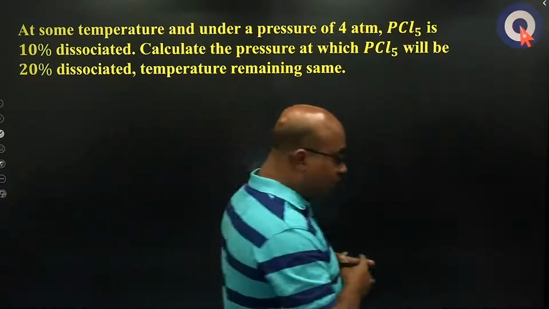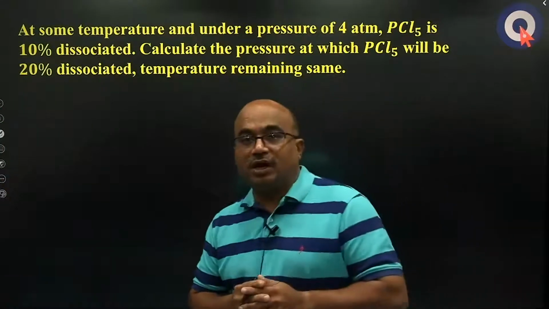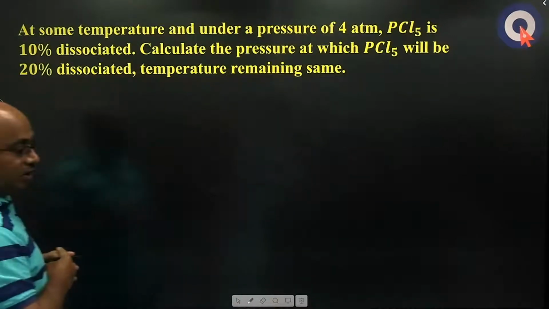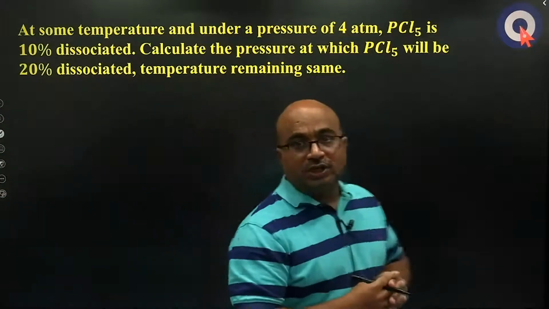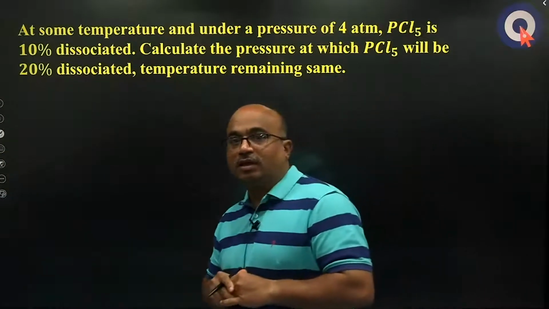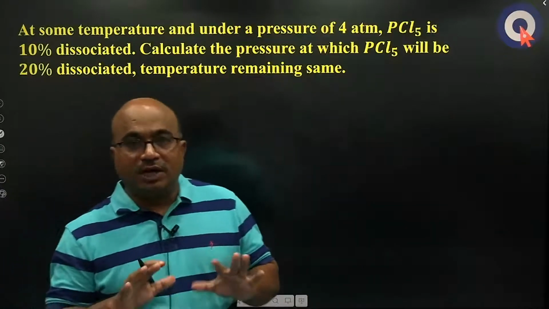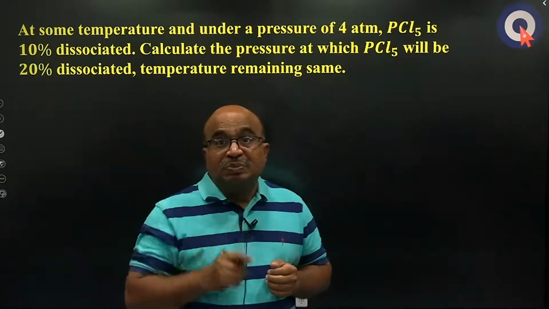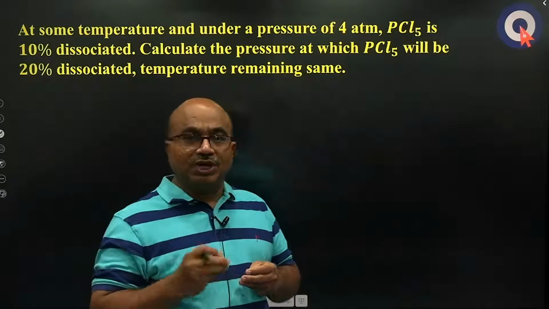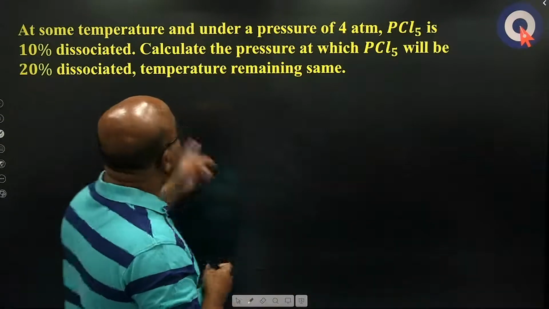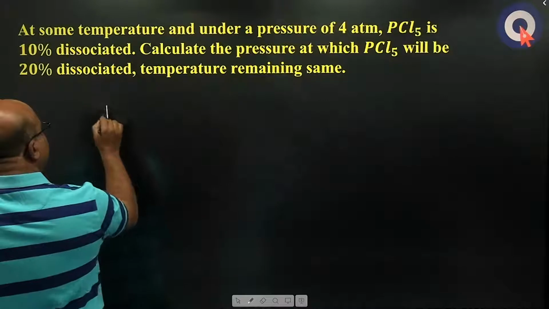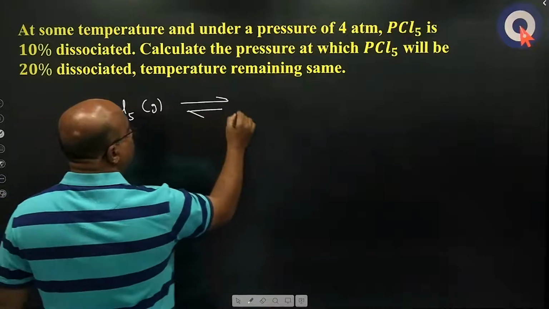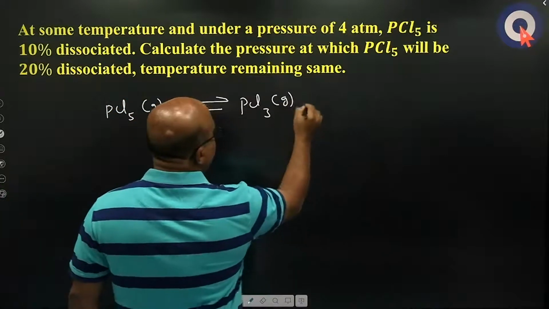Now, at some temperature under a pressure of 4 atmosphere, PCl5 is 10% dissociated, and we have to calculate the pressure at which it is 20% dissociated. This type of application mostly comes with gaseous reactions, where the reactant is generally taken as unity or 1. Here PCl5, which is a gas, is dissociating into PCl3 gas and Cl2 gas.